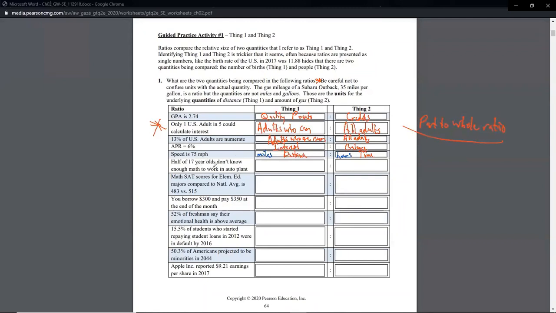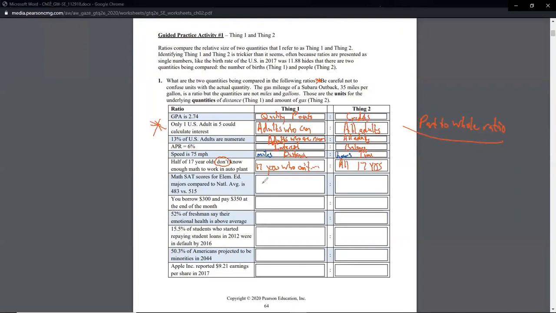It would just be weird. Half of 17-year-olds don't know enough math to work in an auto plant. So since they used the word don't this time, instead of saying the people who can to the total population, we say those who can't. So the 17-year-olds who can't do enough math, or don't know enough math, to all. Now, it's not all people, it's all 17-year-olds. All 17-year-olds. There we go.